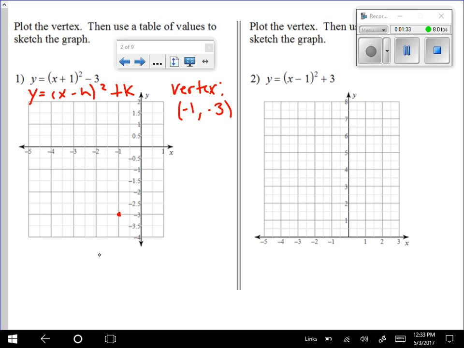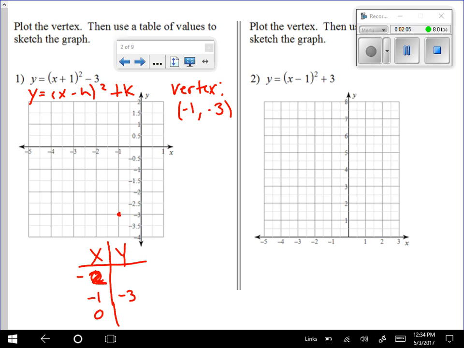So now I need some more points, so I'm going to make an XY chart. I know that up to this point we've kind of done 5 points, but if 2 extra points is really all you need, if you did 5 points, that's completely fine. I'm just going to show you the 2 extra points, so I'm going to go one smaller, that's a -2, and then one bigger.